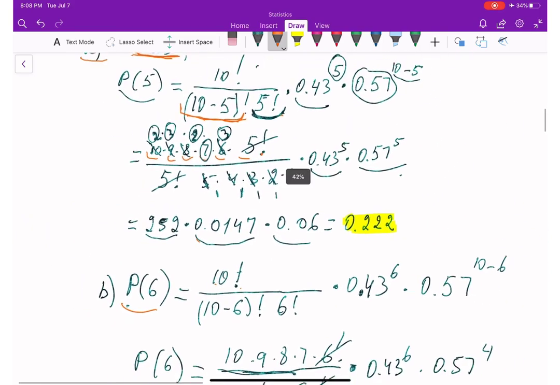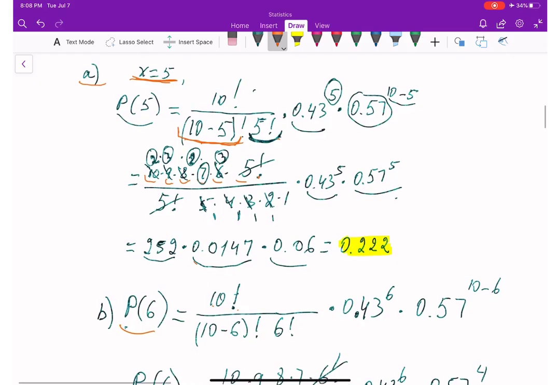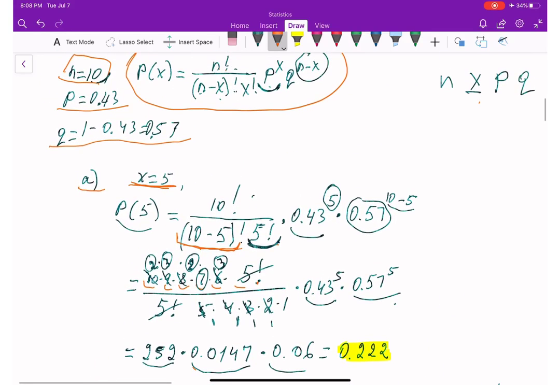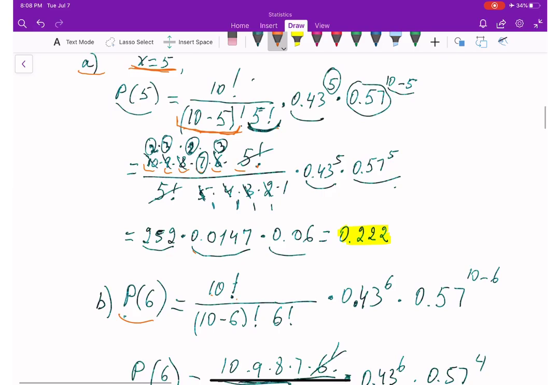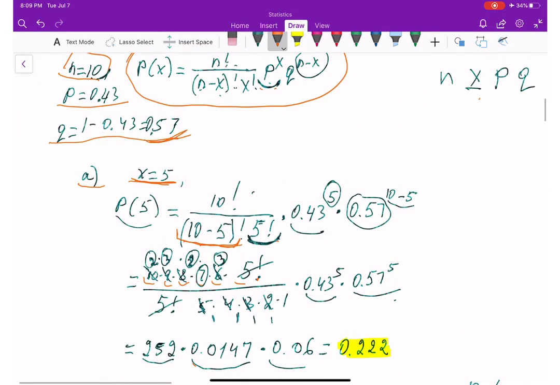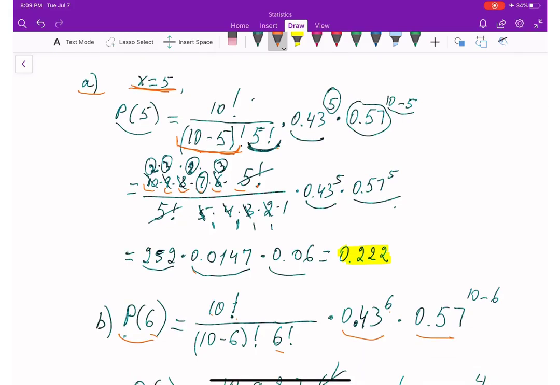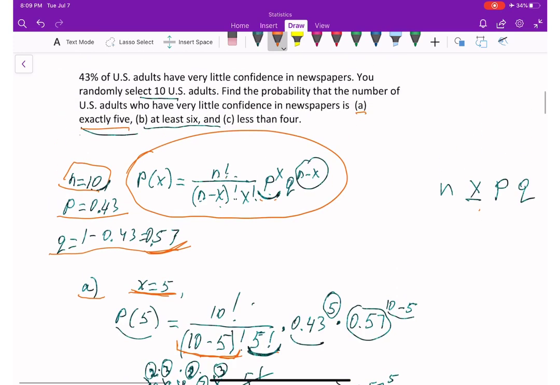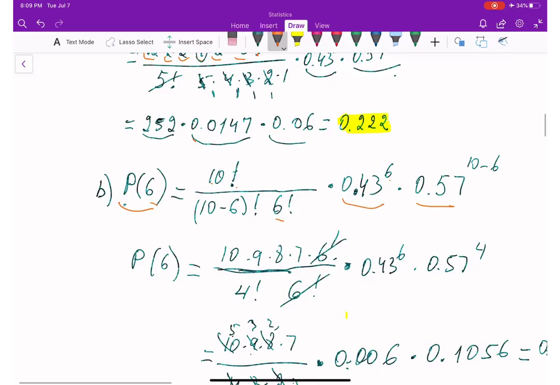Okay. And after that, I have here p to power x. My p is 0.43. To power x is 6, right? Here it is. To power 6. And q is 1 minus 0.43, right? It's 0.57. It's right here. 0.57 to power 10 minus 6, because n minus 6 here. So we have 10 minus 6.